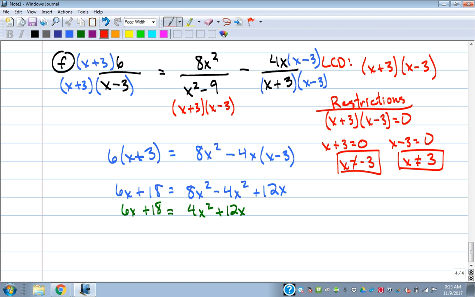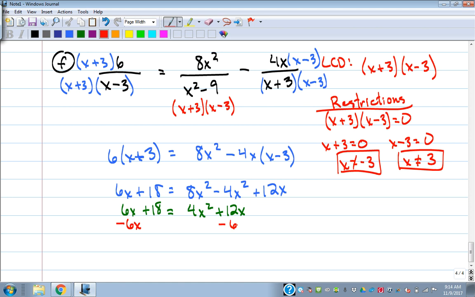To do what? Equal it to 0. Why do we need to get it equal to 0 again? It's got an x squared and it's quadratic. It's got an exponent bigger than 1, then you need to get it equal to 0 so you can solve it using the methods we already know how to do.